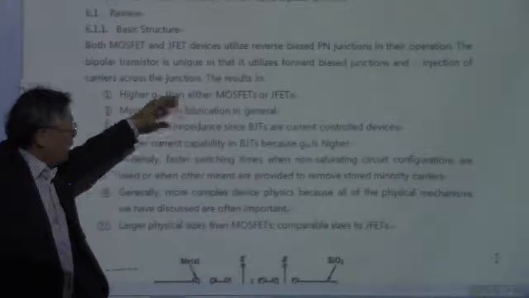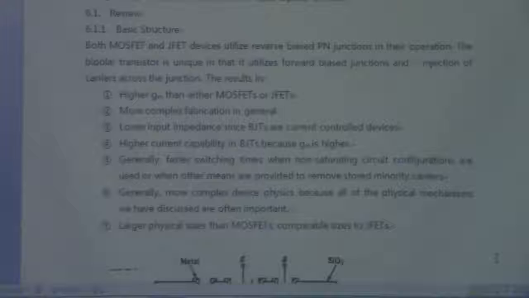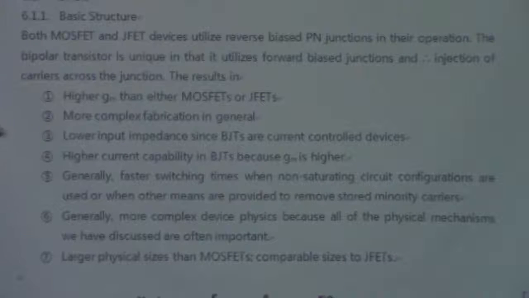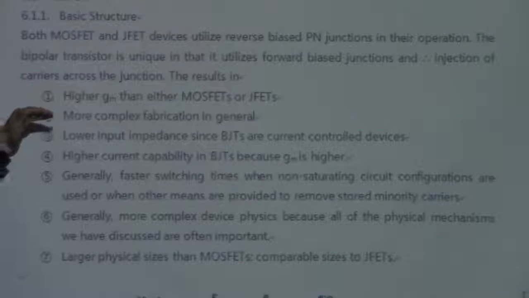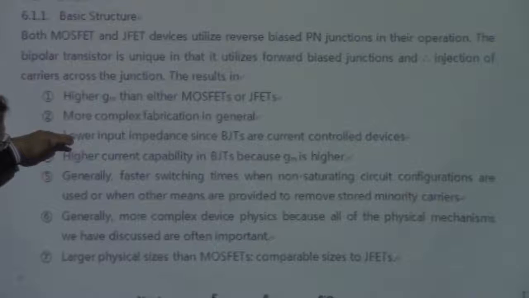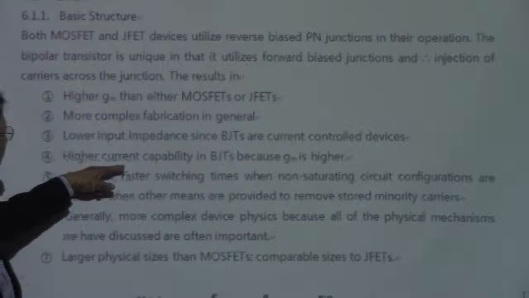MOS is not really current controlled. It's voltage controlled, because we apply the voltage between the gate and the substrate, the metal oxide semiconductor capacitor, right? But in bipolar transistors, we actually let the current flow from the emitter to the collector. We're going to discuss the details of these electrical properties of a bipolar in the next sections.